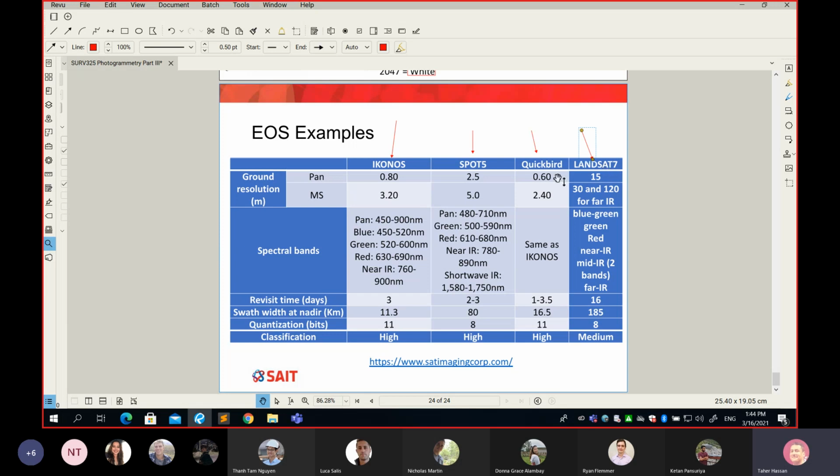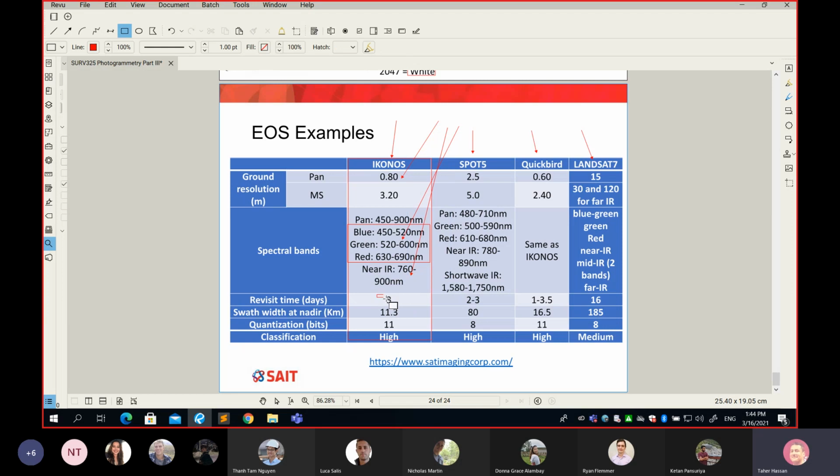Every mission or every sensor comes with characteristics. For example, watch this. Those are the characteristics of Ikonos. It produces an image with a ground sampling distance, or resolution, of 0.8 meter. It gives you spectral bands of visible light: red, green, blue. And it also gives you an infrared channel.